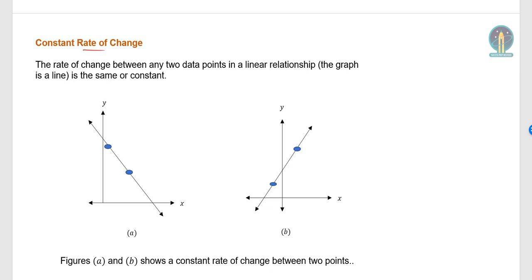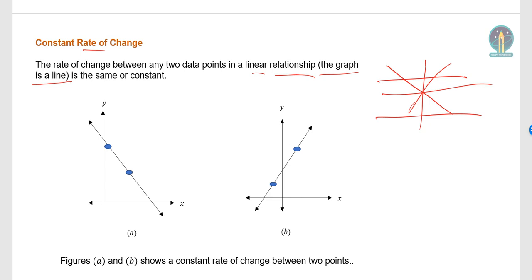So the rate of change between any two data points in a linear relationship, which is the graph of a line. This is a linear relationship, this is a linear relationship, this is a linear relationship, etc. Any graph of a line that is a correct function of a line is a linear relationship. So the rate of change between any two data points in a linear relationship is constant. It is some value, but it's a constant value. It's not a changing value over time or over the function.